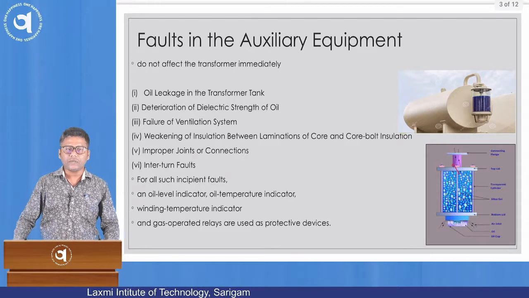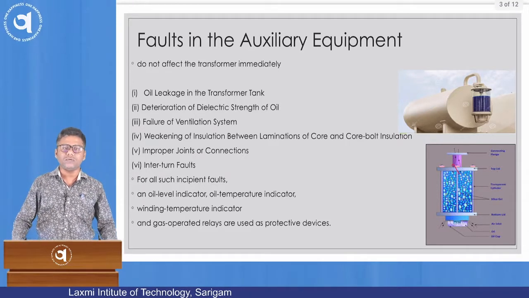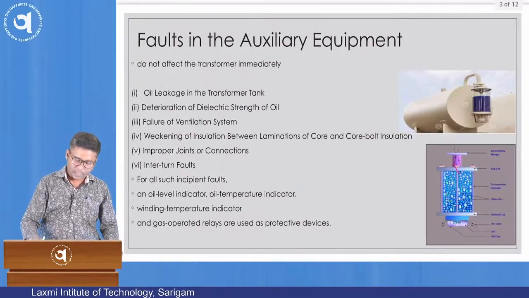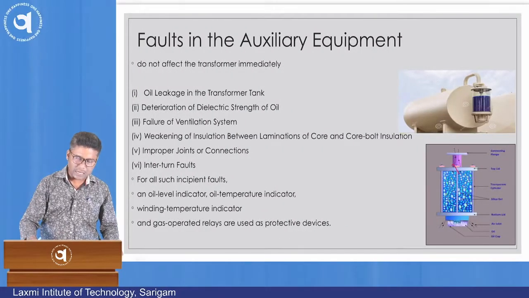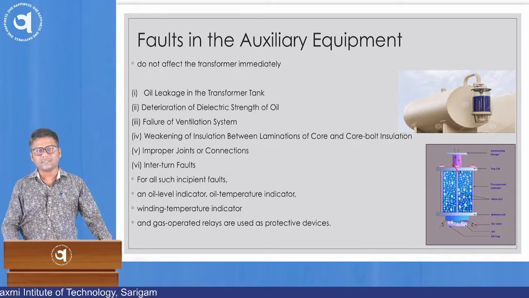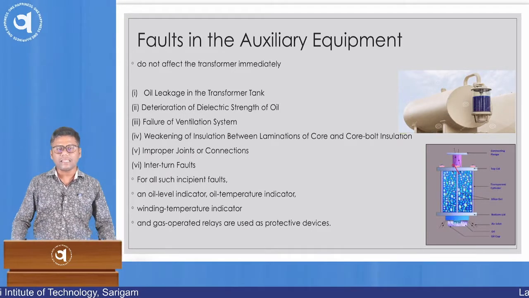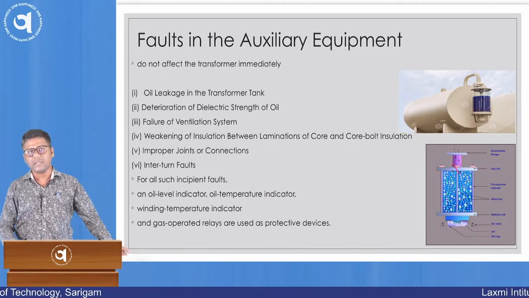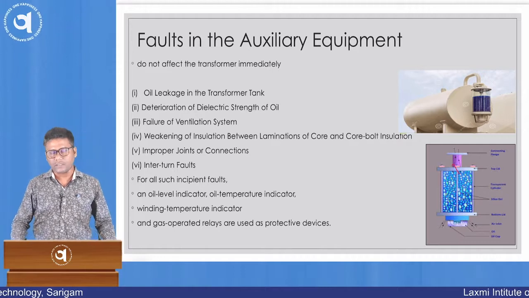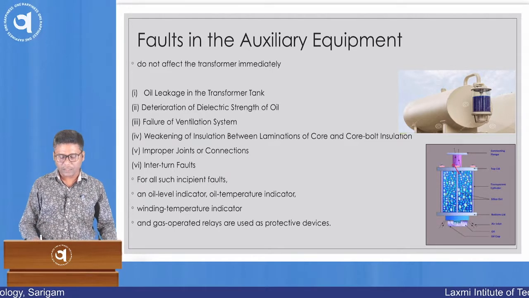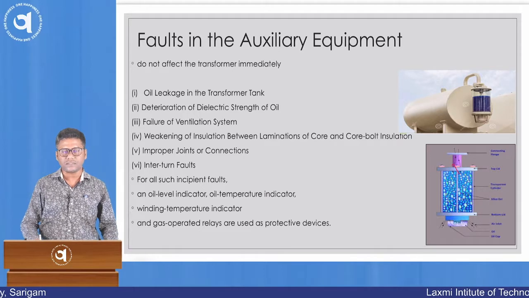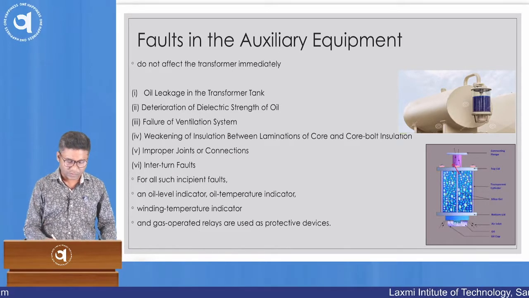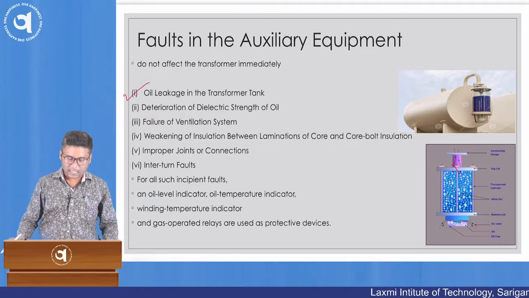As I already told, faults in auxiliary equipment do not affect the transformer immediately. But if we do not detect this particular fault initially, then it creates a major impact and converts into a major fault, or it may later be converted into an internal fault. So, what are the different failures or faults which can arise in the transformer due to the auxiliary equipment? The first is due to oil leakage in the transformer tank.